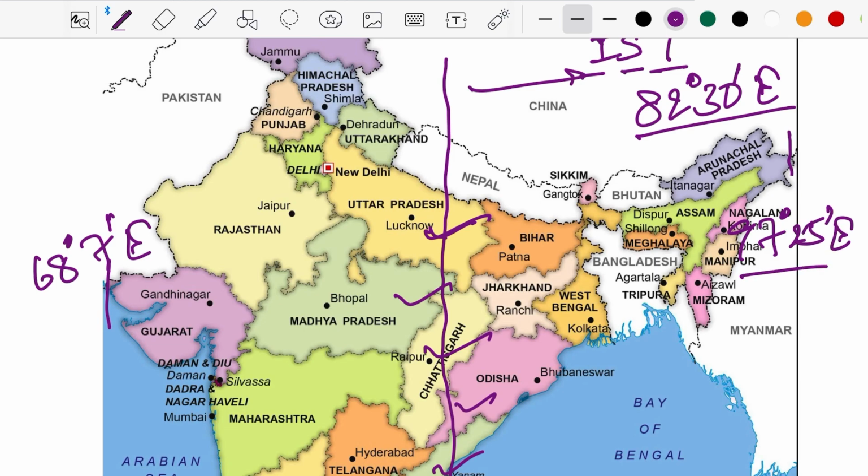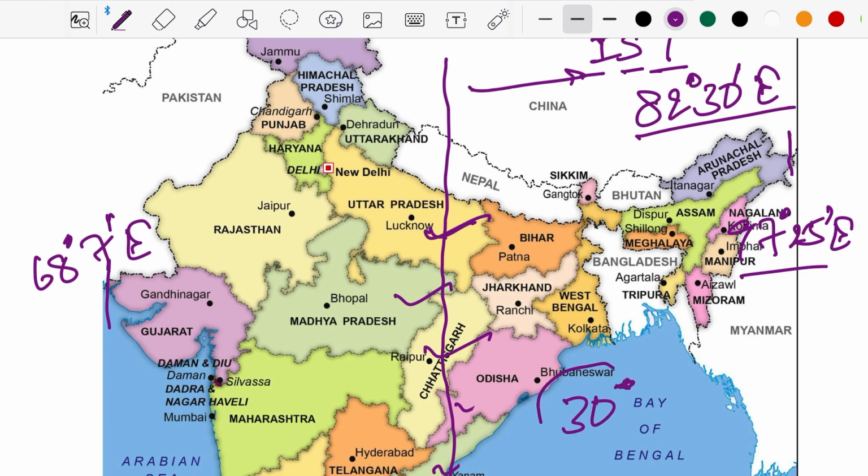Okay, so we'll try to understand the difference between 97 degree 25 minute east and 68 degree 7 minute east. Once you do the difference, you will come to know that it is approximately 30 degrees.